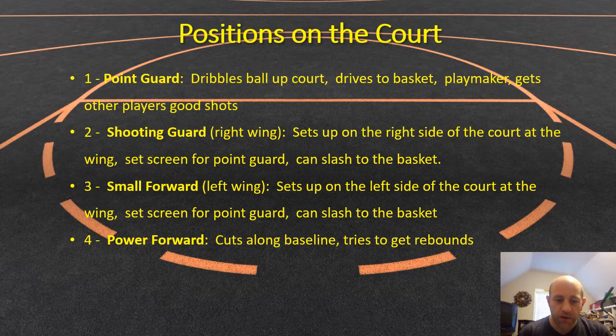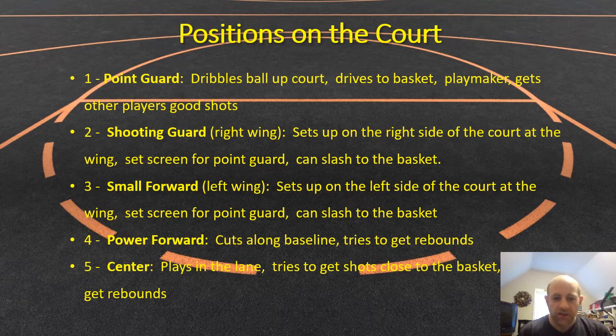The power forward is usually the second biggest player on the court, and his job is to cut along the baseline and try to get rebounds. And finally, the center. Center is typically the tallest guy on the team, biggest guy on the team. His job is to play in the lane. He tries to get shots that are close to the basket and to get rebounds. And although he plays in the lane, you can't stay there for that long because you'll get 3 seconds called on you if you stay in the lane for too long.